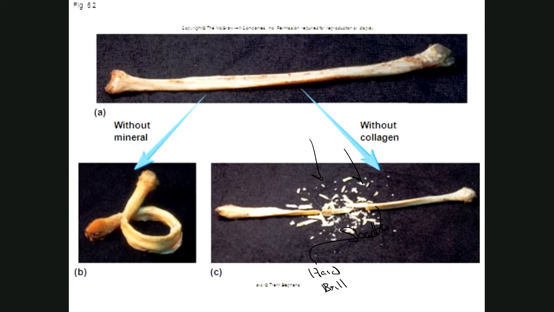And this is what happens with age. As you get older and older, you lose the protein in the bones. You don't replace that collagen, you lose it. And so when you talk about very old people, their bones are very, very brittle.